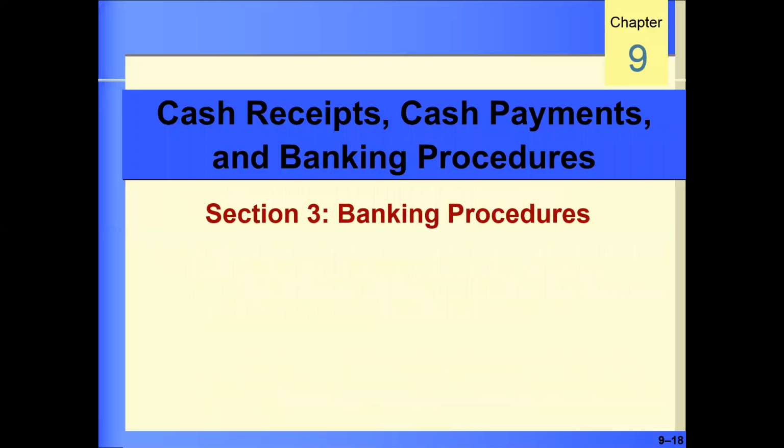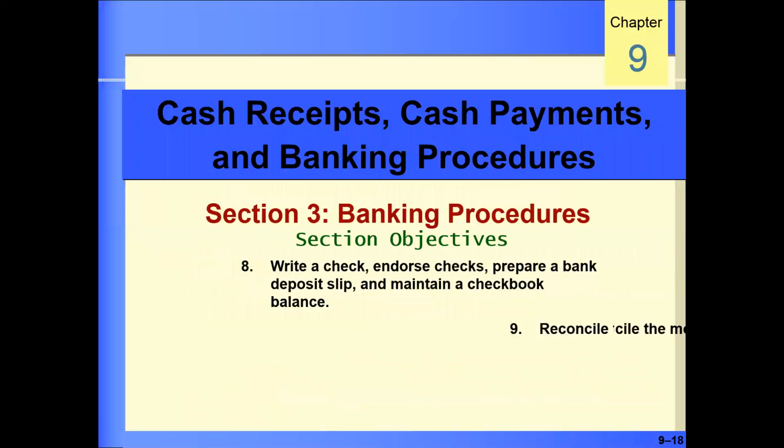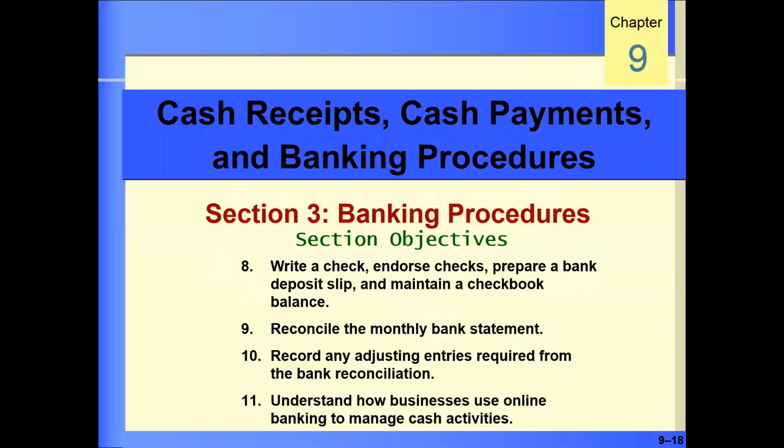The last thing is banking procedures. Okay, writing a check, maintaining the checkbook balance, reconciling the monthly bank statement, adjusting entries as a result of the bank statement, and how do businesses use online banking to manage cash activities? I kind of already touched on number 11, but let's continue.